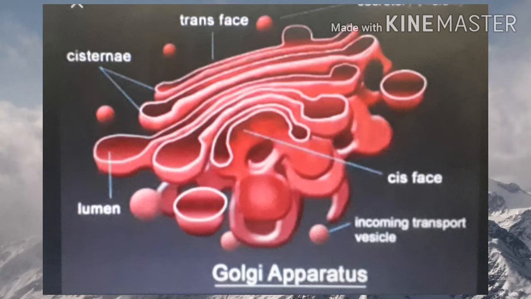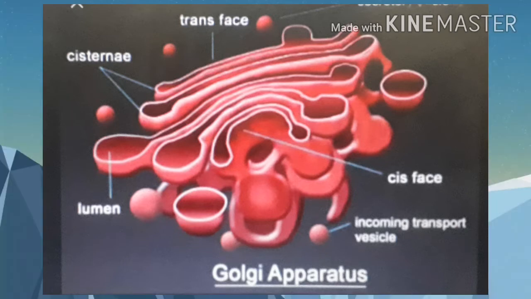Golgi apparatus functions include the storage, modification, and packaging of products in vesicles. In some cases, complex sugars may be made from simple sugars in the Golgi apparatus. The Golgi apparatus is also involved in the formation of lysosomes.